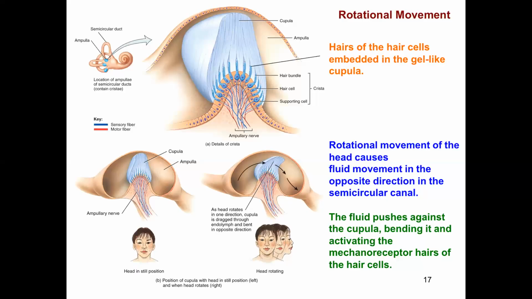And when it does that, it is going to bend the hairs. All right. So you can see here, the rotational movement causes the fluid movement in the opposite direction in the semicircular canal. And this fluid then is going to push against the cupula, it's going to bend it, and it's going to activate those cells. So in that way, whether the hairs are moving one way or the other way, your head will process that to know how you're shaking your head, all right?